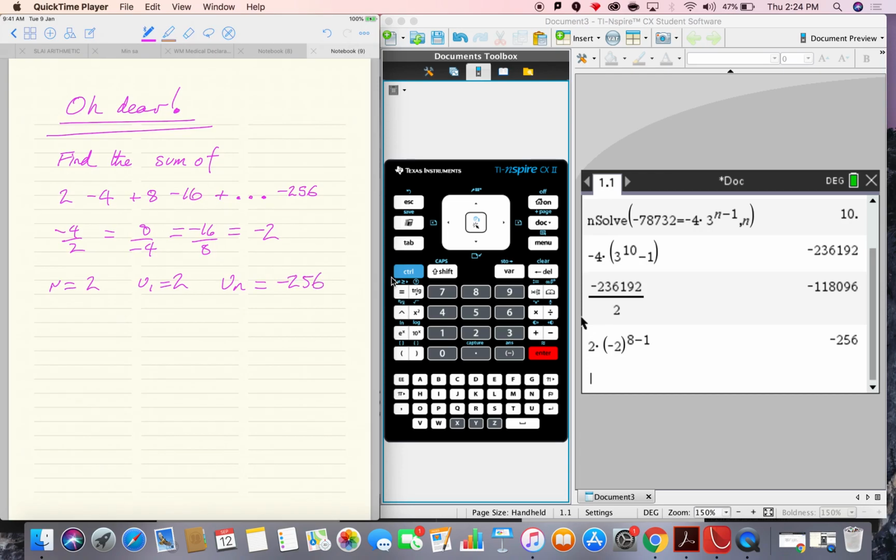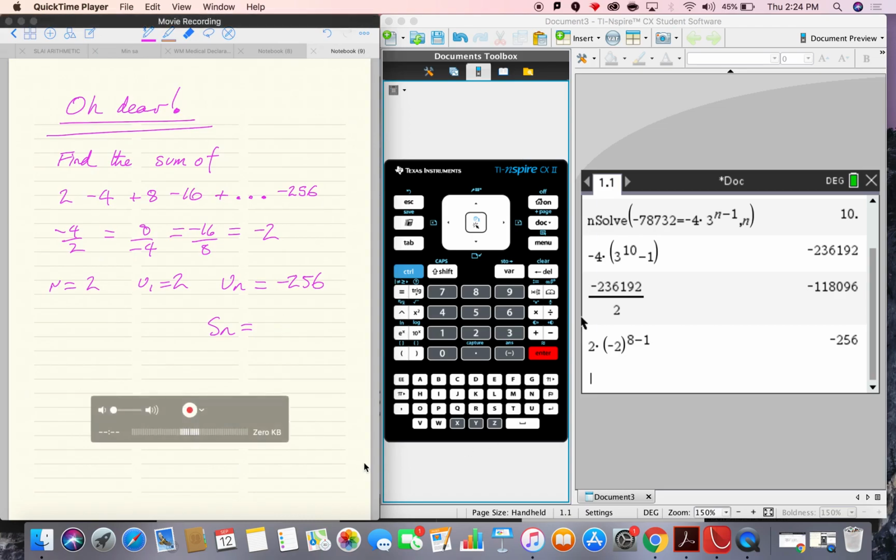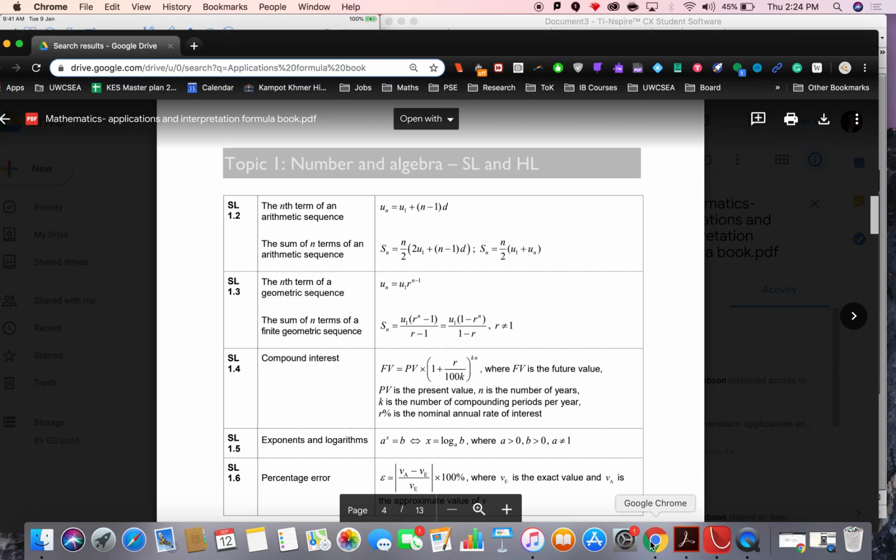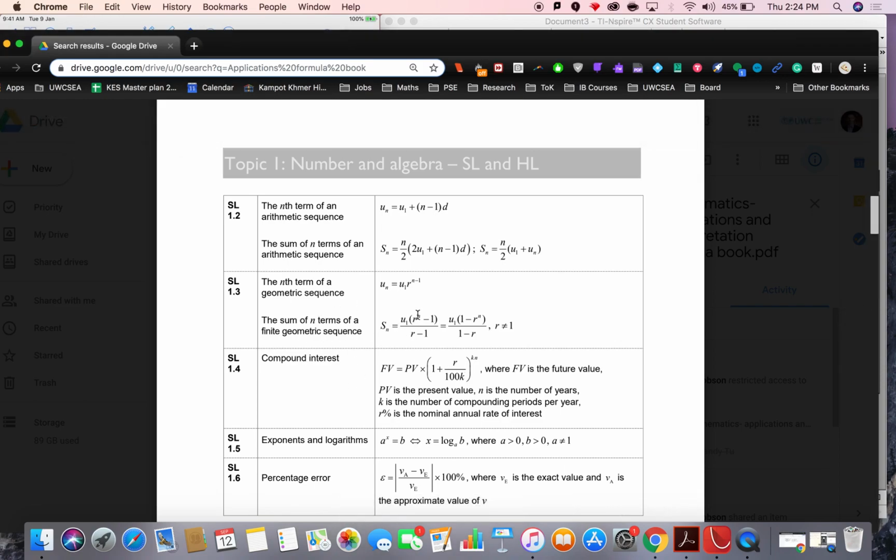So I want to find the sum. The sum formula we'll put down here. What is the sum formula? I'm writing stuff down, but I'm not too sure. So what do we do? Let's go back, formula book. Let's just check. It's geometric. The sum. There you go. u1 r to the n minus 1 over r minus 1. Okay, let's write that down.